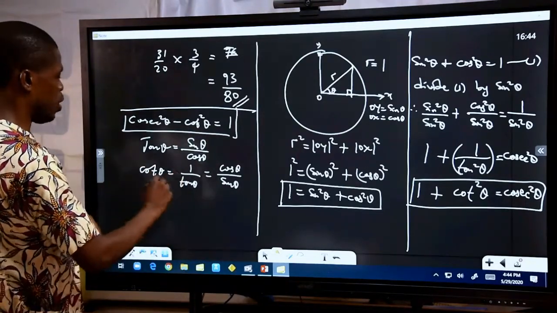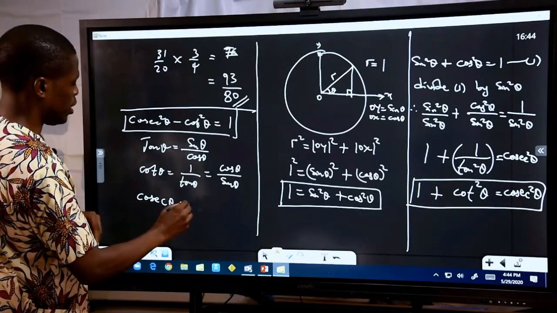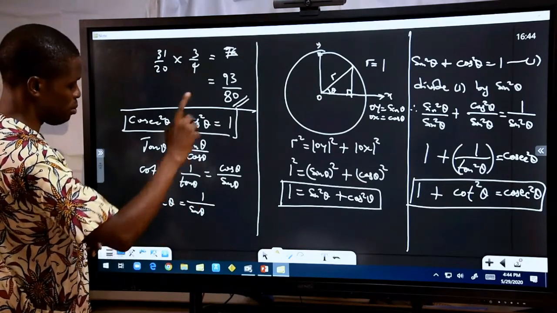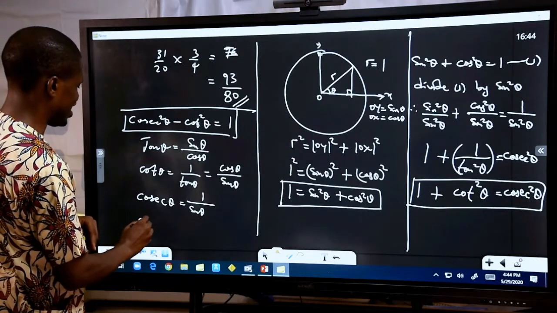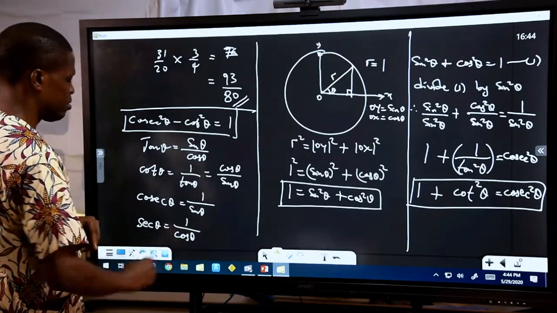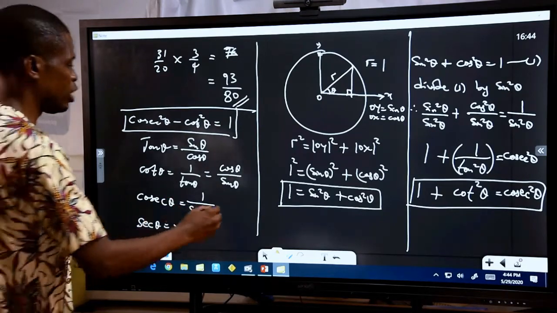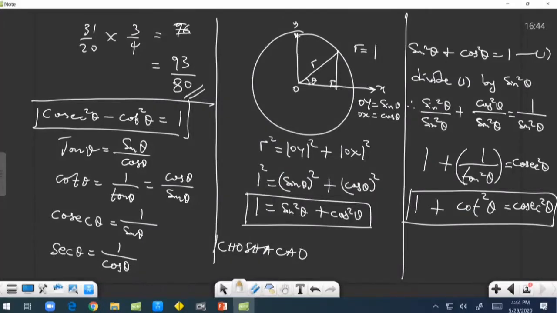The next one we are trying to see is cosec. We said that cosec theta is 1 over sine theta. From the previous class we treated that. And sec theta, secant, is the reciprocal of cos theta. That will give us the reciprocals. So we have 2 trig identities.